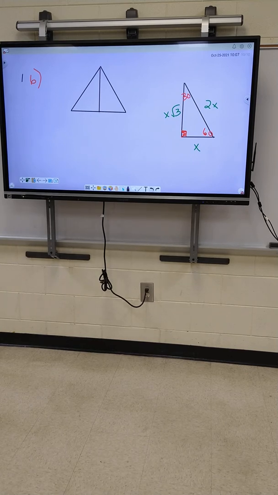Should we put like a dotted line down the middle? I don't care. This shows it's the altitude of the triangle. All right.